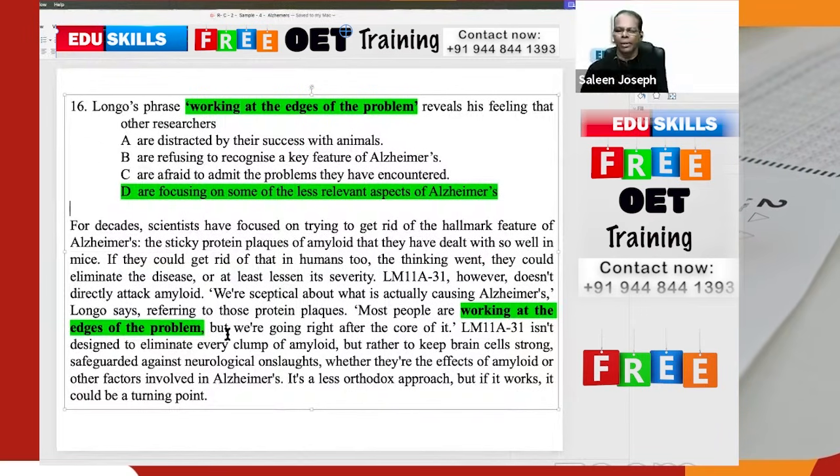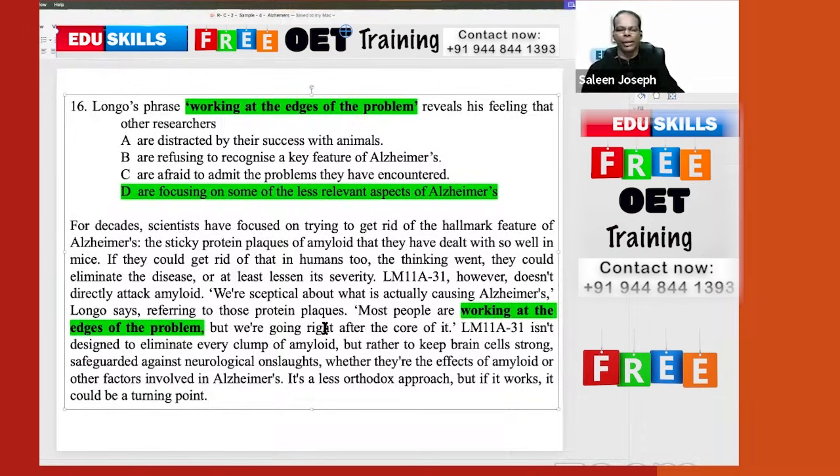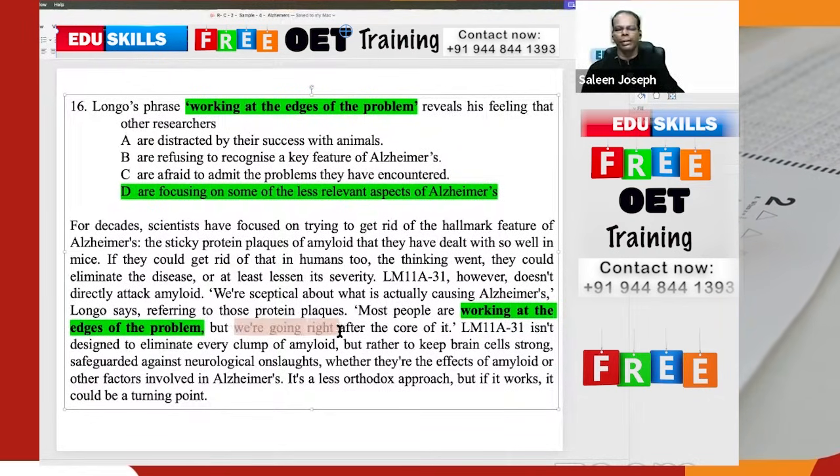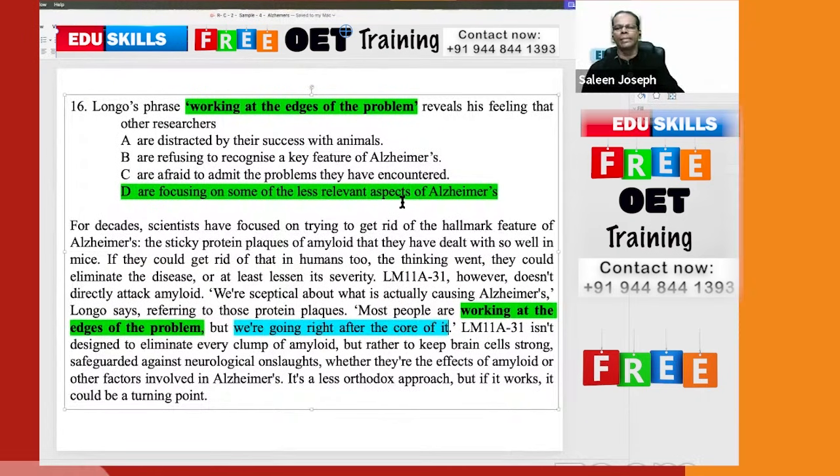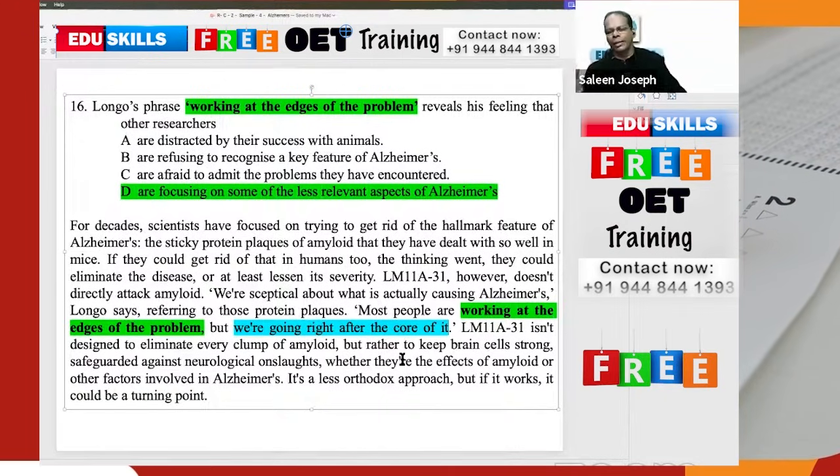Whereas here, neither the subject nor the object, but a phrase is given. But for the phrase also, the answer is given after that. We are going right after the core of it. Just the opposite is the core of it. A contrast is given here: focusing on some of the less relevant aspects of Alzheimer's, but we are going to the most relevant aspects. There is a contrast, you see: working at the edges of the problem and going right after the core, going into the depth. Is that clear?